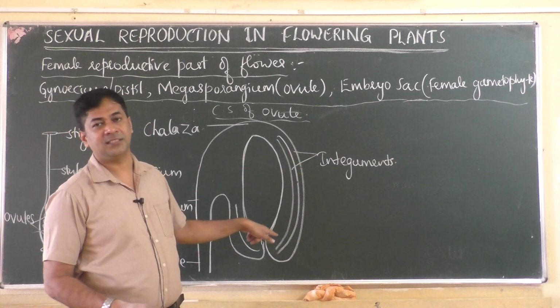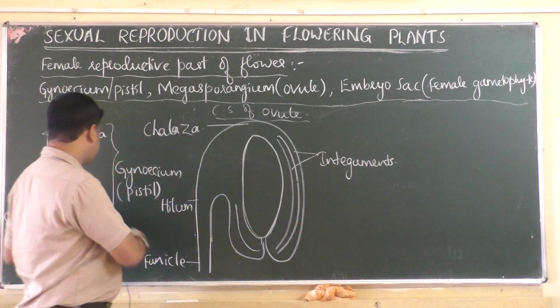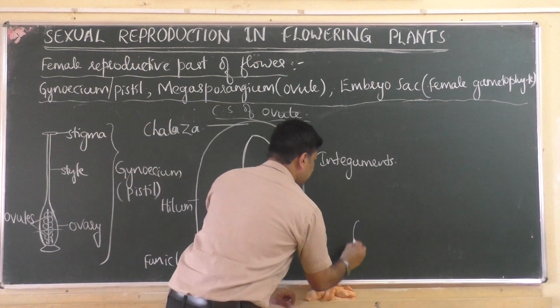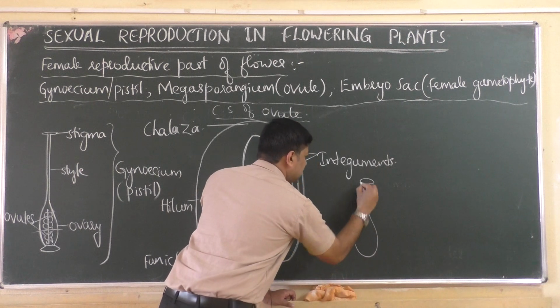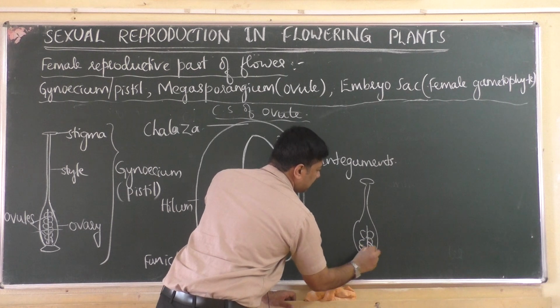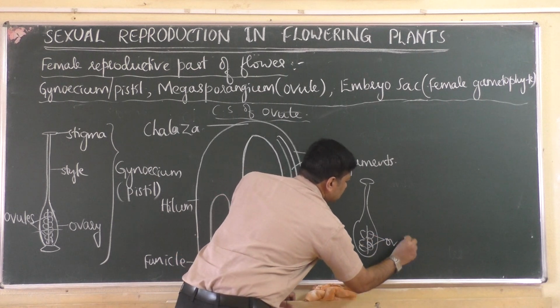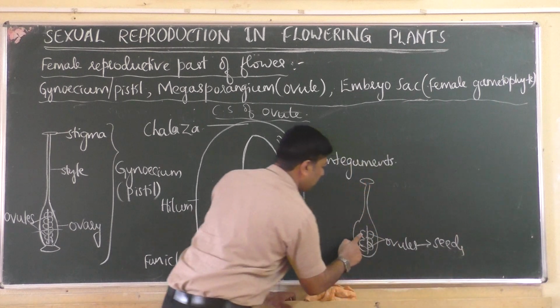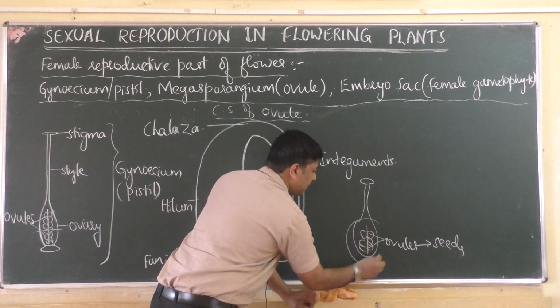After fertilization, the ovule becomes a seed, and the entire ovary becomes a fruit. See, it is a structure like this, if you remember. This is ovary, style, stigma. So here in this, what ovules are there? These ovules later become seeds. All these ovules become seeds. Then this entire ovary becomes a fruit.